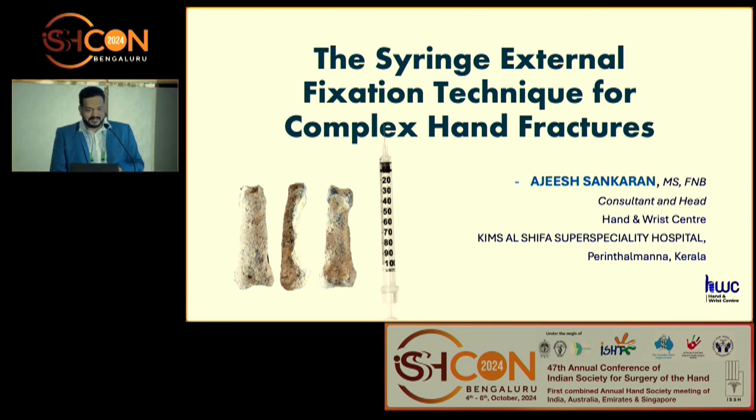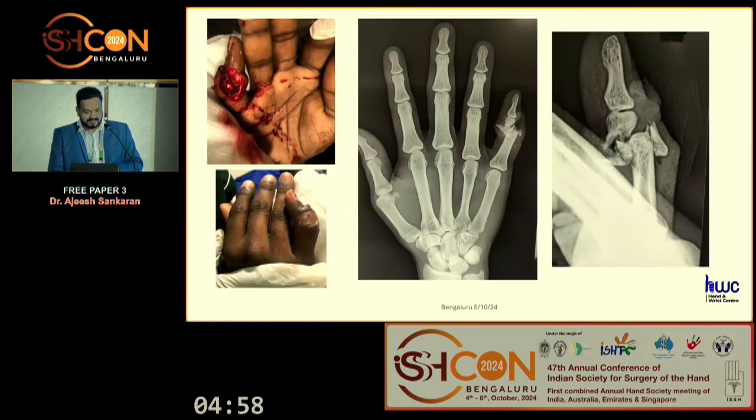So, the technique that I'm going to present today is using a syringe barrel as an external fixator. Common injuries in India nowadays from road traffic accidents include an open middle phalanx comminuted fracture, and obviously the options are not simple in any case. So, this is the technique that we tend to use for these sorts of fractures.